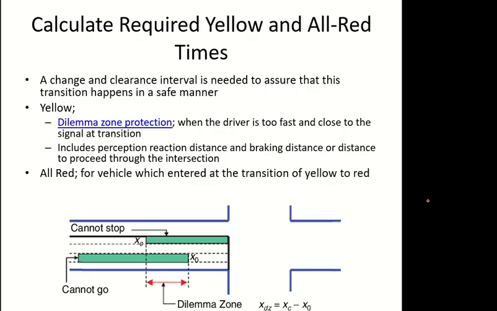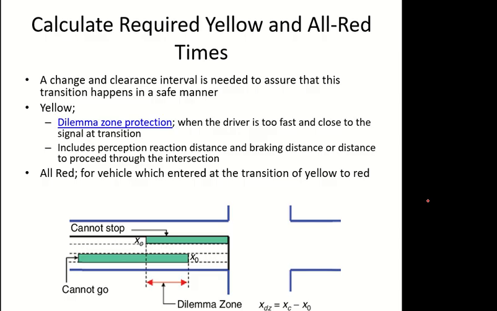So yellow is for that person who is in the dilemma zone, who is near the edge of the stopping distance. He is coming at high speed or whatever speed, and he has both decisions available. He is not very close and he is not very far as well. So that is called the dilemma zone.